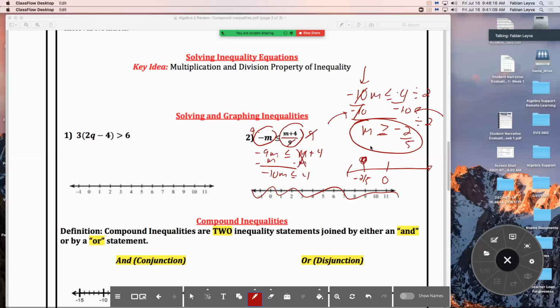Now remember, m is your solution. Your m is greater than. Where are your values greater than? In the positive direction. So you're going to have an arrow pointing to the right.